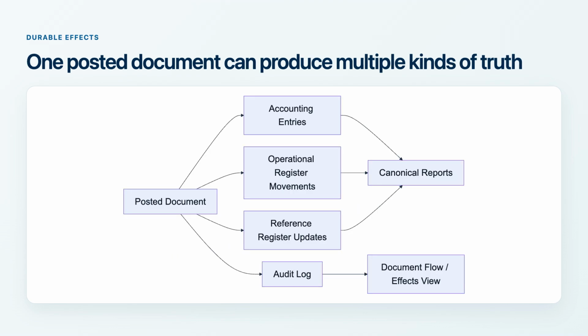A single posted document can produce several kinds of durable truth. Accounting entries capture financial impact. Operational registers capture domain-specific business state, such as open items, occupancy, inventory, or other operational balances. Reference registers capture effective reference state over time. Audit history preserves traceability. Together, these effects make reporting and document flow more reliable.